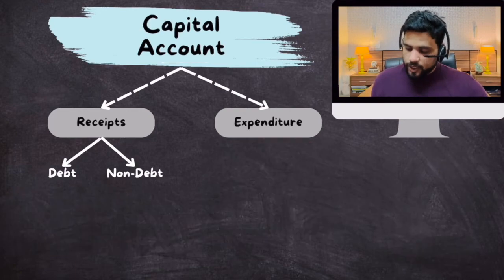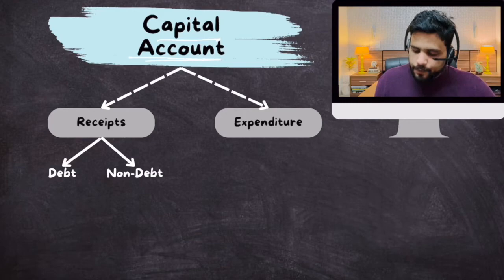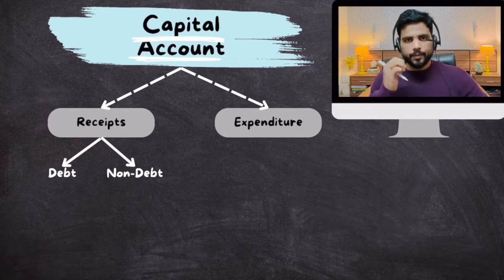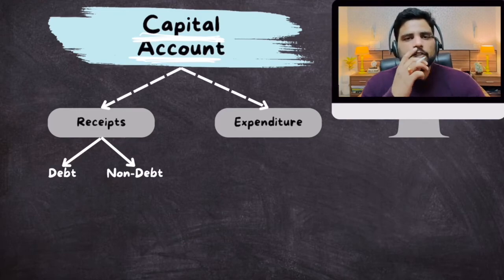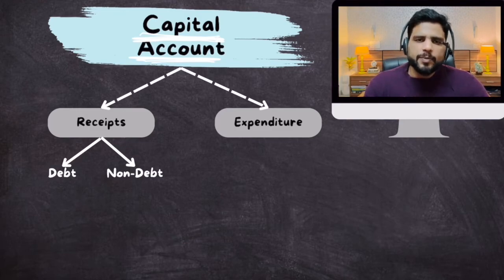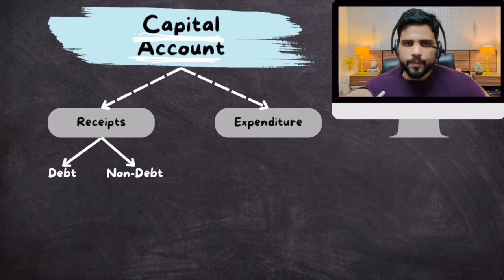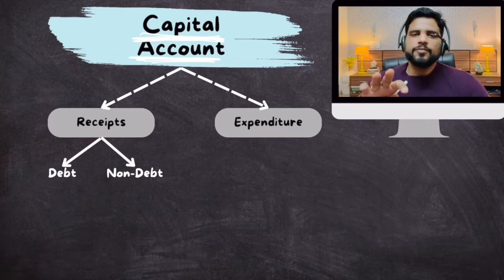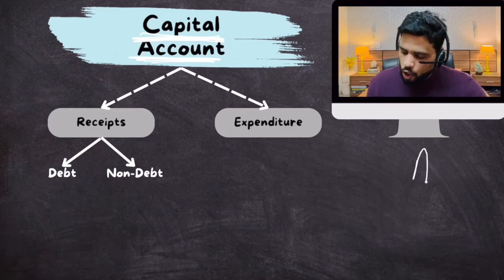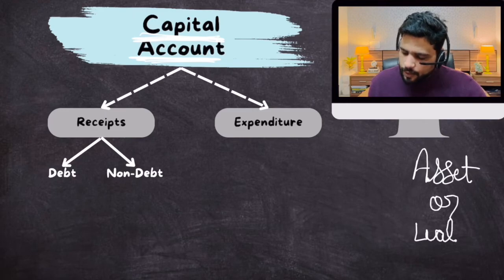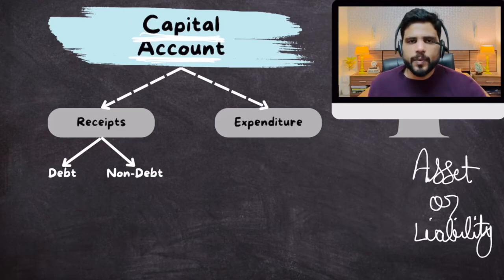All right. Now let's talk about the capital account. Very important. Now I'll tell you the difference between revenue receipts and expenditure and capital receipts and expenditure. If through any receipt or expenditure there is a change in your assets or liabilities, then that is not a revenue receipt or revenue expenditure. That is a capital receipt and capital expenditure.